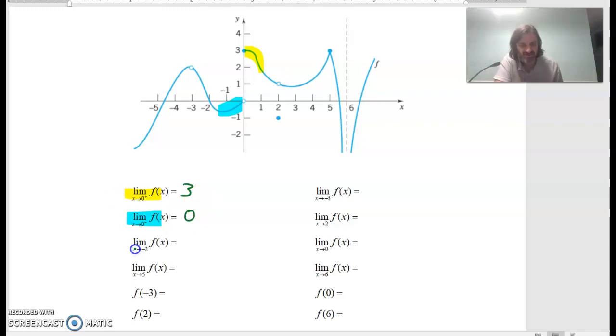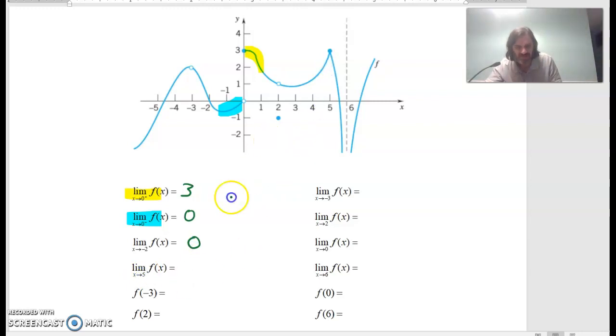Next question in this list, if I come at -2, and that's a two-sided limit, there's no break, no hole here. It's nice and continuous. If I come at it from the left, it looks like 0. If I come at it from the right, it looks like 0. So that two-sided limit looks like 0 because I'm getting the same thing from the left and the right.